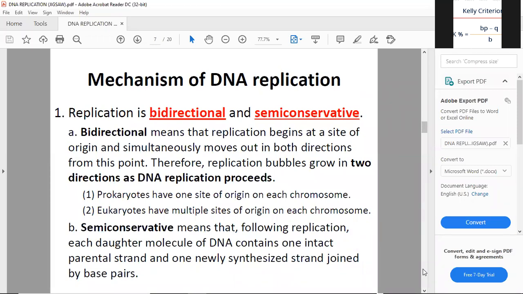So you find that in prokaryotes, which is going to be our concentration for our lesson, they only have one site of origin on each chromosome. When you look at eukaryotes, they have multiple sites of origin on each chromosome. Then DNA replication is semi-conservative, which means that following replication, each daughter molecule of DNA will contain one intact parental strand and one newly synthesized strand joined by base pairs, as we have earlier looked at.